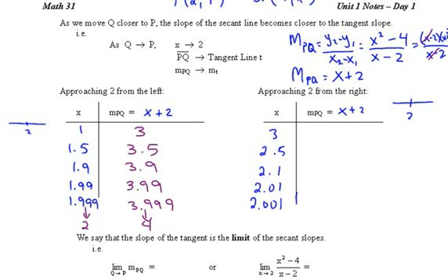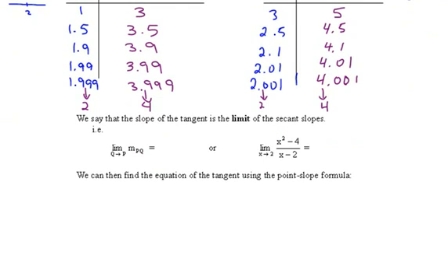Okay, so let's do from both sides. 3 plus 2, 5, 2.5 plus 2, 4.5, then 4.1, 4.01, 4.001. Oops, too many zeros. So what is it approaching on this side as x approaches 2? Also 4. Because it approaches 4 from both sides, we can say the slope of our tangent line at that point is 4. Okay, let's move on. So we say the slope of the tangent line is the limit of the secant slopes.